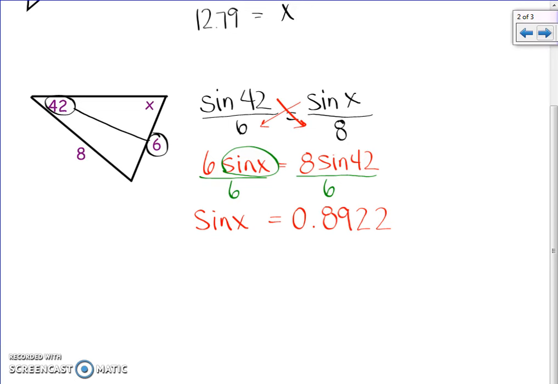Sine -1. Anytime you're missing the angle, you use sine -1 or cosine -1 or tan -1. So we'll do sine -1 of 0.8922, and that should give us x. How big is the angle? 63 point what? 15.